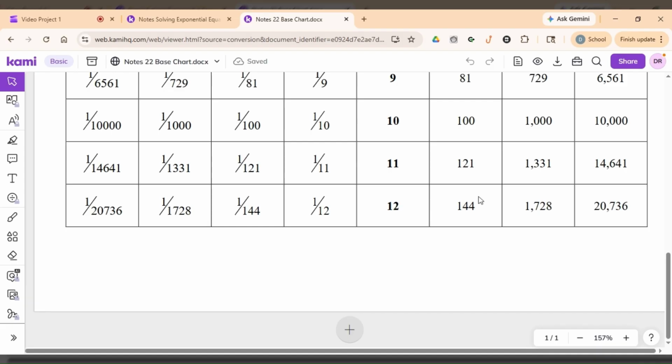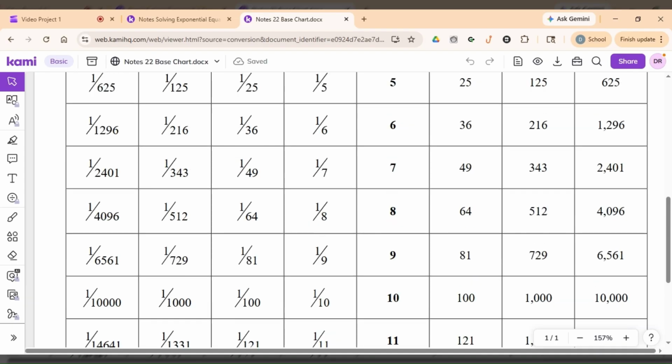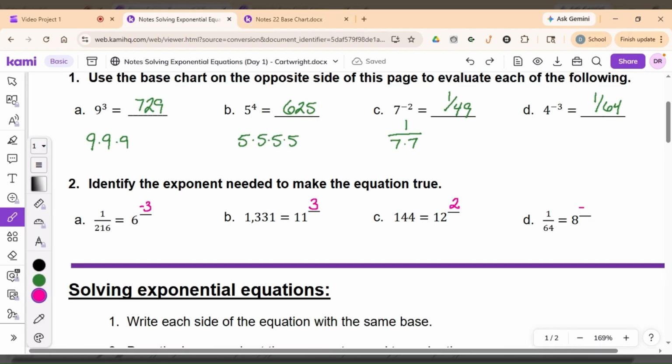So sometimes these numbers show up in multiple places in this chart. We have to pay attention to what row we're in. So if we stay in the row for 8, we're not going over 3 spots. We're just going over 2 spots. So we see 1 over 64 is in the column for negative 2. So again, we want to pay attention to what base we want because this fraction showed up in 2 different places. It showed up in the row for 4, also in the row for 8.